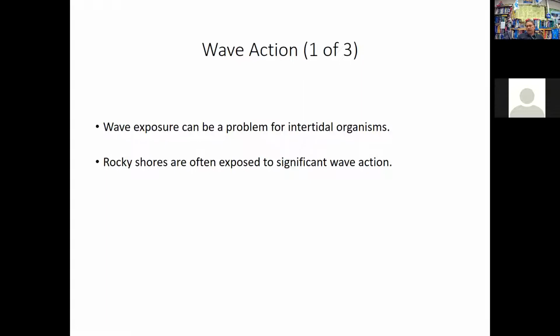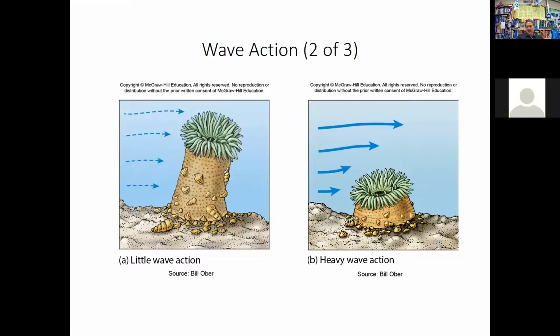All right, let's take a look at waves in the intertidal. Wave exposure can be a problem for intertidal organisms. Rocky shores are often exposed to significant wave action, so you're going to see waves crashing on the rocks. Some will even come up and look like a blowhole. There's one in Ensenada called La Bufadora, and when the waves come in, it makes a big splash. Imagine being subjected to that all the time. Well, how do these intertidal organisms do that?